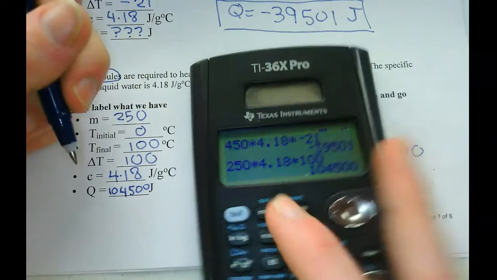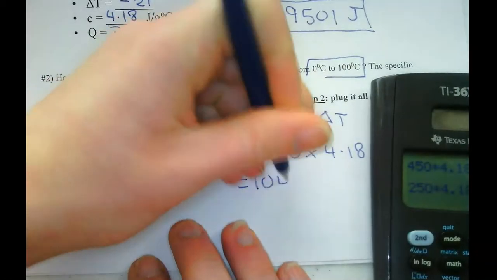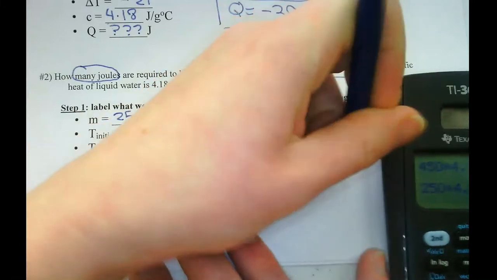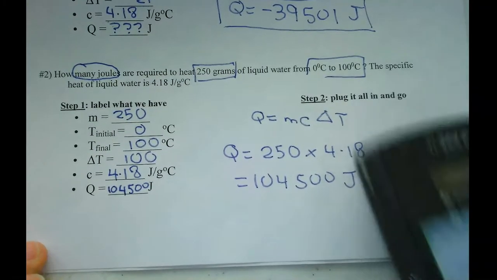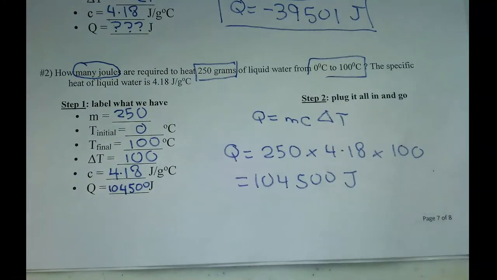$1,045.00 joules. All right, so far so good. We've just been solving for Q. Let's keep going.